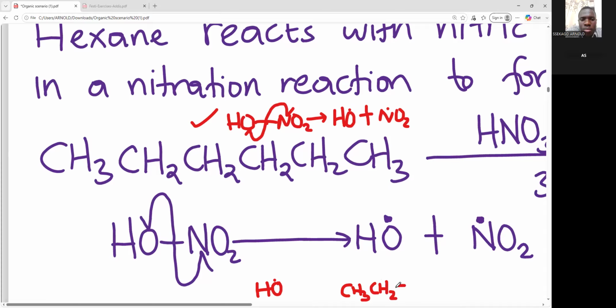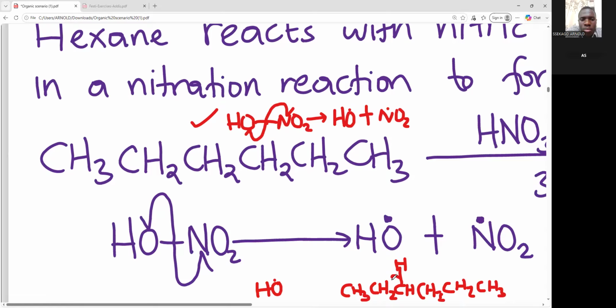then I expose the hydrogen at position 3, followed by CH2, CH2, and finally CH3.